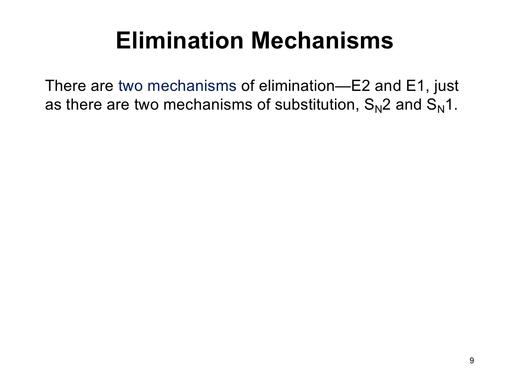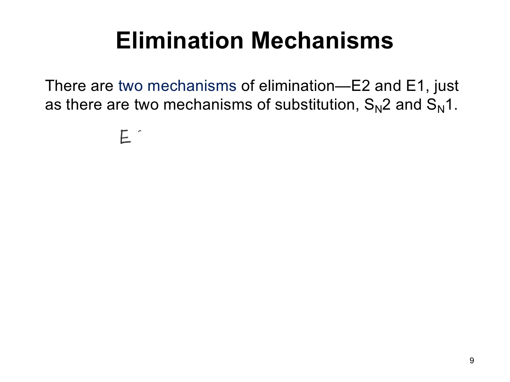In this screencast, we are going to talk about elimination mechanisms and reactions, and we're specifically going to talk about E2 reactions. So there are two mechanisms of elimination, E2 and E1, just like there were two mechanisms of substitution, SN2 and SN1, that we learned about in the previous chapter. You're going to be able to draw a lot of similarities between them, which is really nice and helpful.